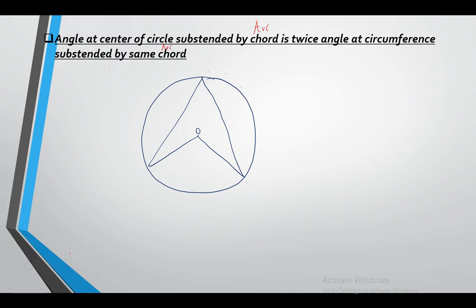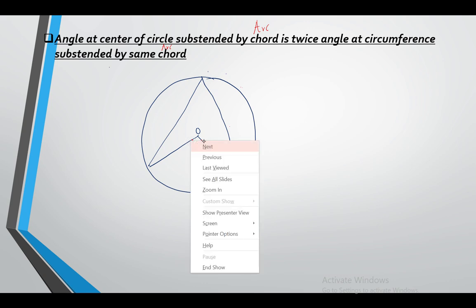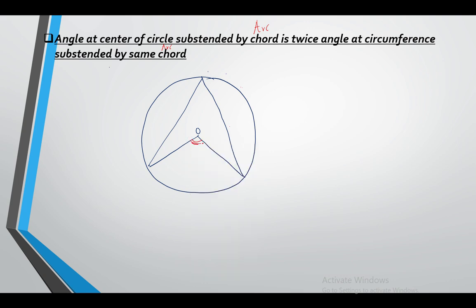So we are claiming that this angle at the center is twice the one at the circumference. We need to show that indeed the angle at the center is twice the one at the circumference. Let me say this is C, this is A, this is B.